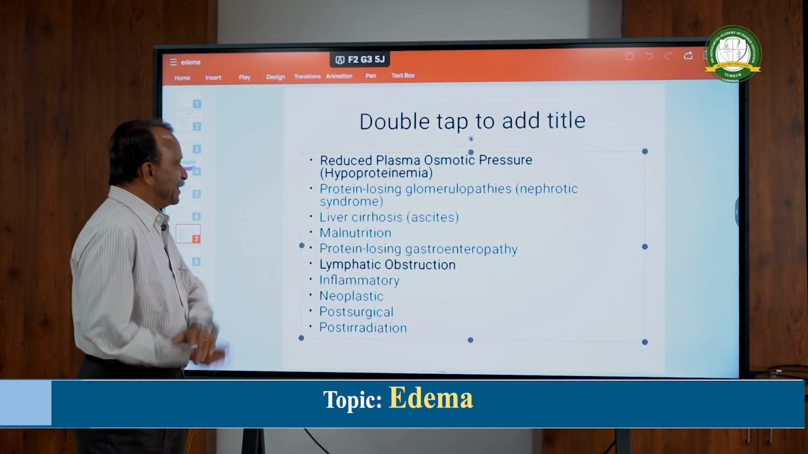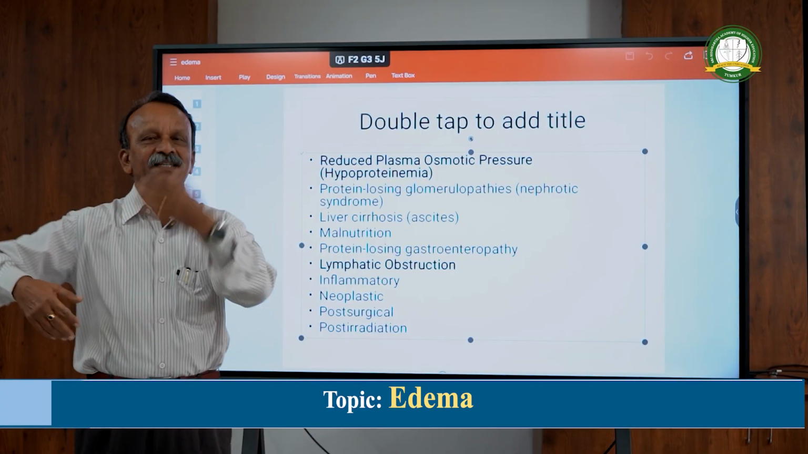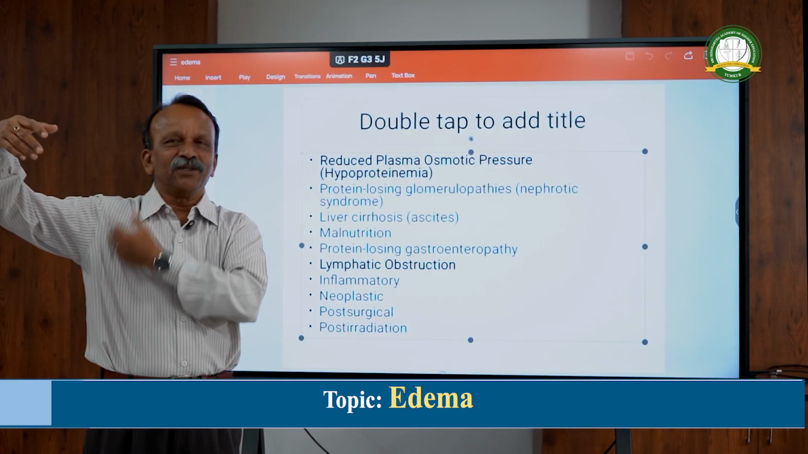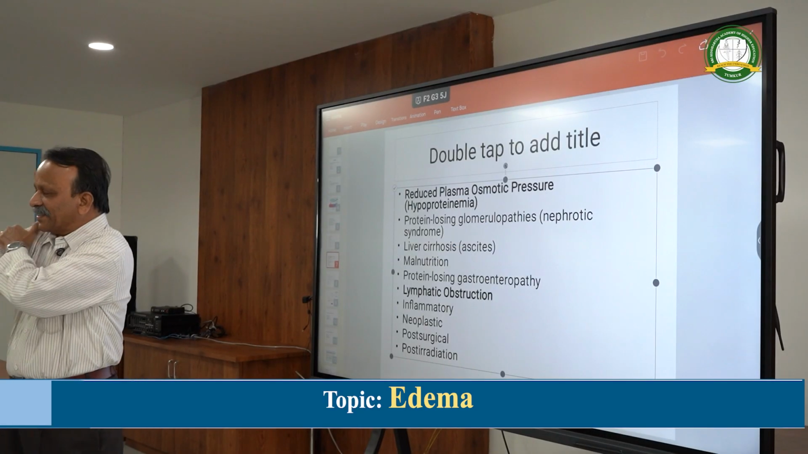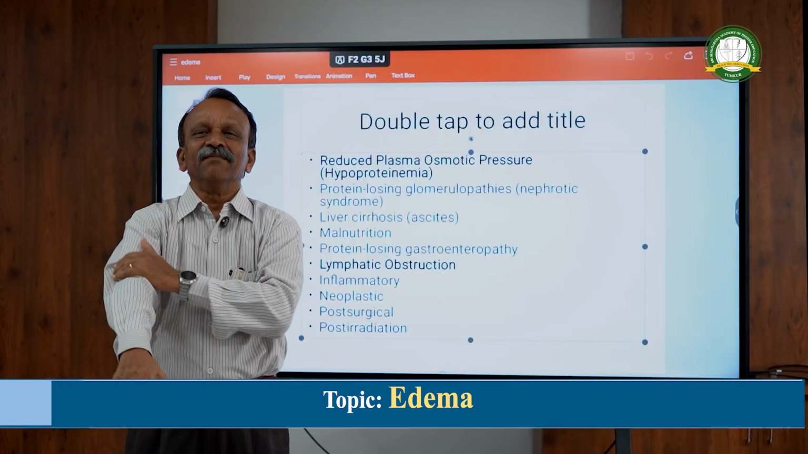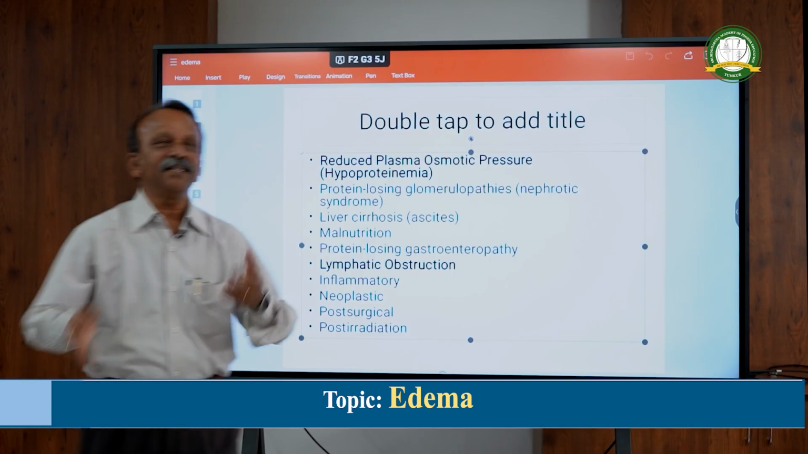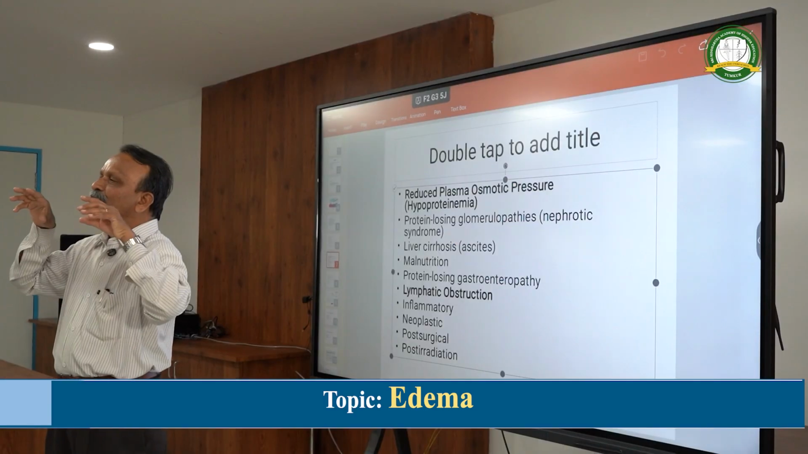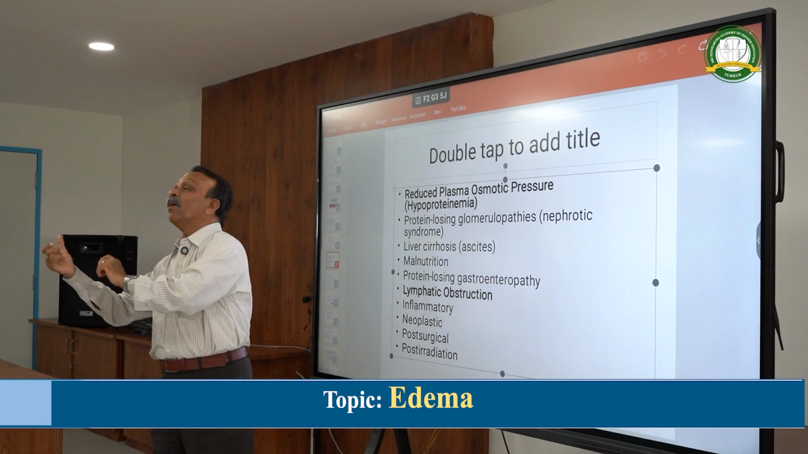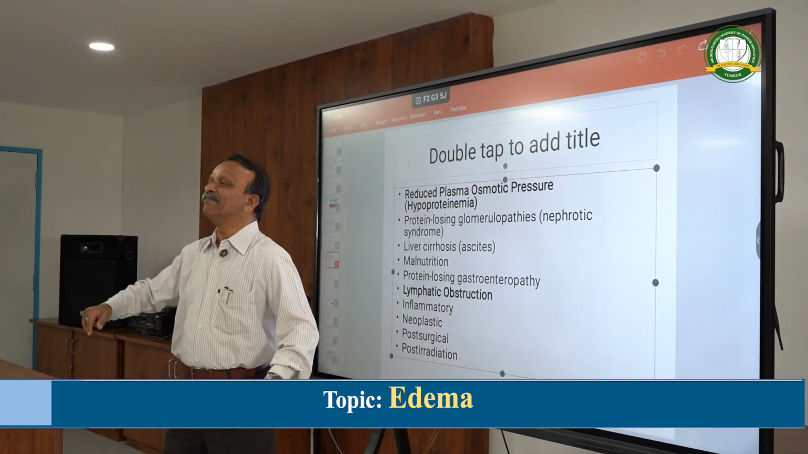Then the next one is post-surgical. Whenever there is a surgery, for example, for carcinoma of the breast, during that time there may be obstruction to the lymphatics resulting in upper limb edema. That is post-surgical. Then post-irradiation. Even in case of carcinoma of the breast, they will give irradiation. Due to the irradiation, there will be obliteration of the lumen of these lymphatics, resulting in the edema of the upper limb.